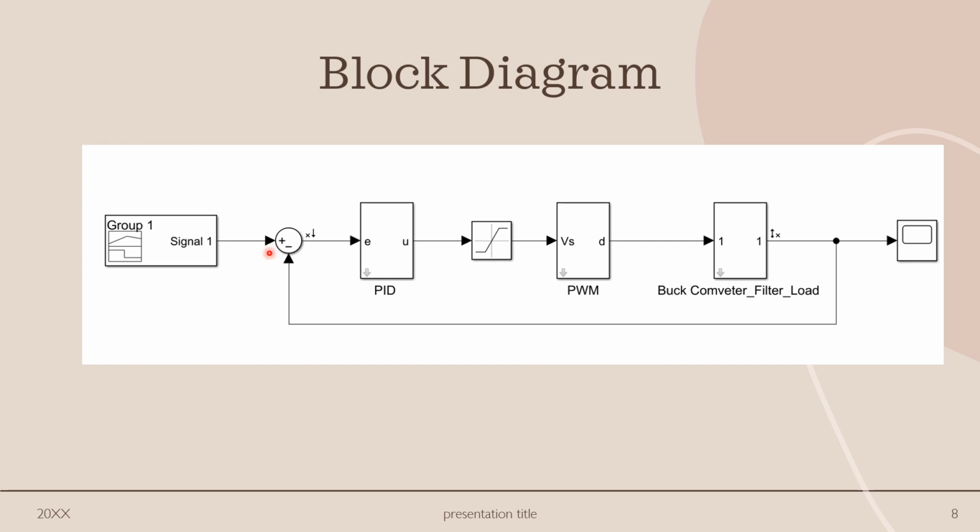So for the block diagram, this is the signal. This is the program using PID, PWM, and buck converter. So for PID, we already calculate. We're going to calculate the KP and KI value. In PWM, we're going to put the VP value, and in the buck converter, we will put all the values needed that we already calculated from hand calculation.